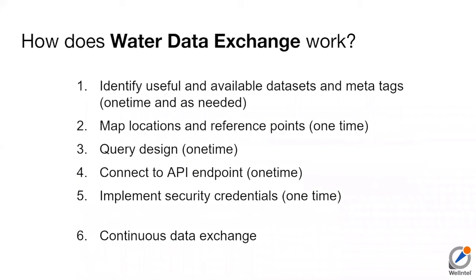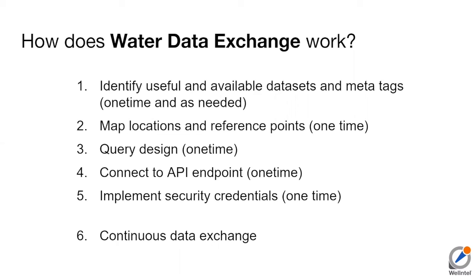How data exchange gets started is a little similar to setting up data management. We need to identify useful and available data sets that are already in our cloud and the meta tags that go with them. We do this one time and as needed, but once we've done that, that lets us write a query. Actually, not quite. We also need to understand which locations we care about and which reference points in those locations we care about, and then we write our query. And that happens one time. The query hits an API endpoint. We connect to it in a permanent way one time, and then after that, it's simply there.